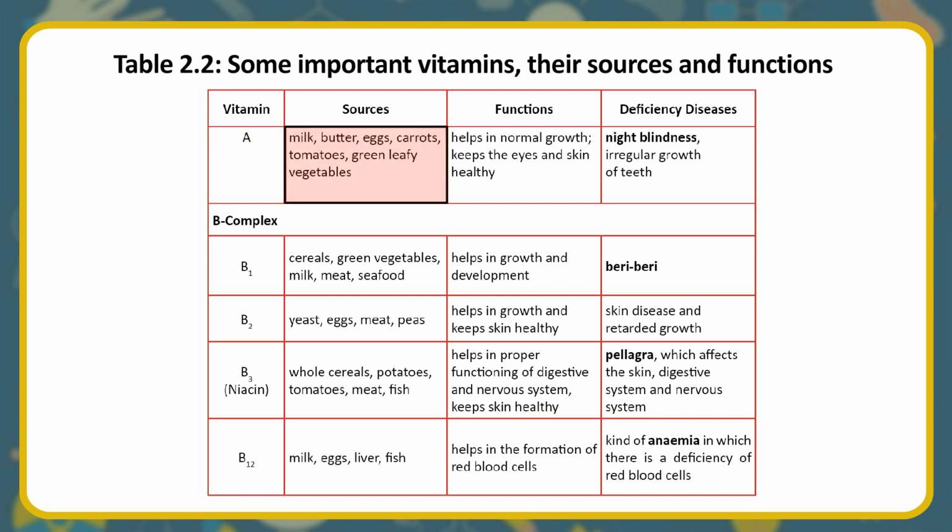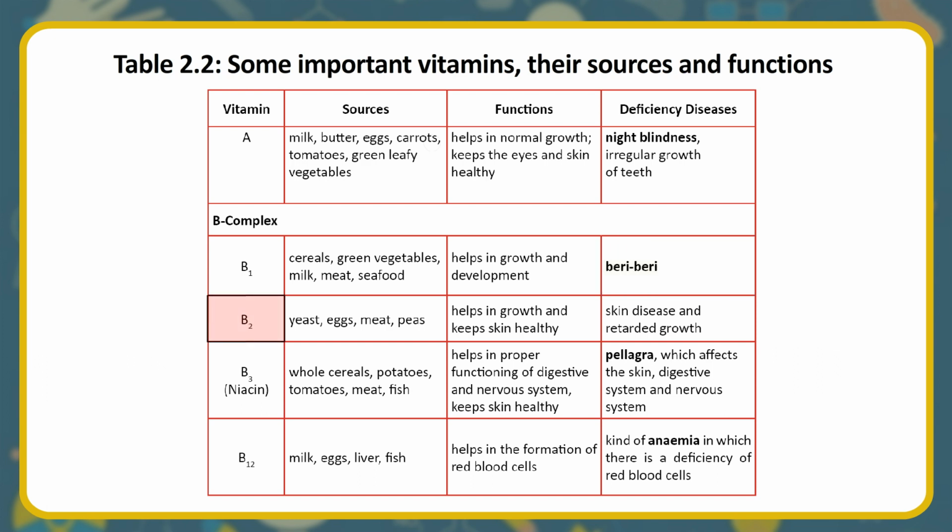A. Milk, butter, eggs, carrots, tomatoes, green leafy vegetables. Helps in normal growth, keeps the eyes and skin healthy. Night blindness, irregular growth of teeth. B complex. B1. Cereals, green vegetables, milk, meat, seafood. Helps in growth and development.